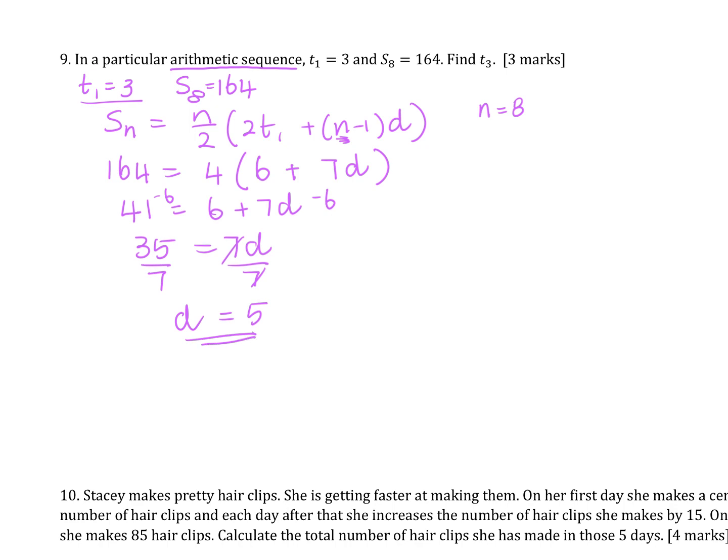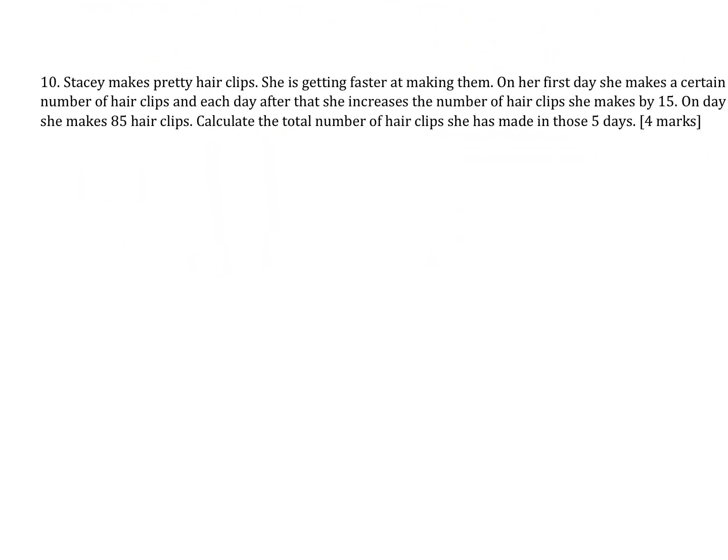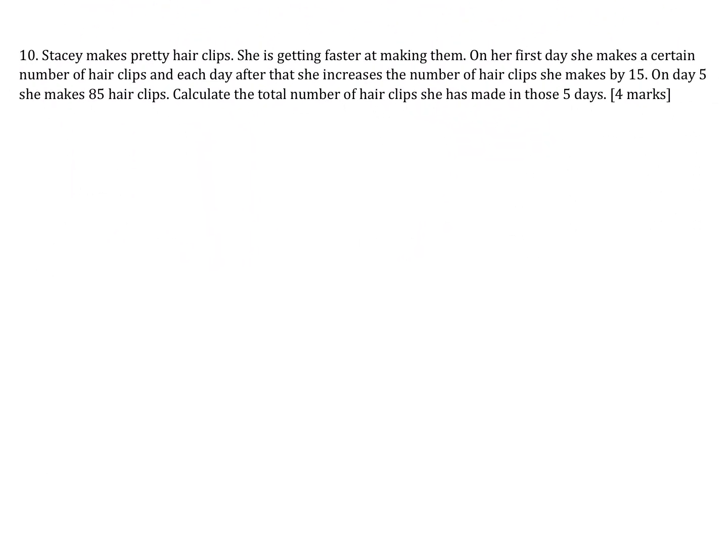Now I'm after term 3. I could use a formula here, I could just say, if term 1 is 3, adding 5, I'm just using a recursive form here. 3 plus 5 is 8, 8 plus 5 is 13. So the answer is term 3 equals 13. For that one, we awarded a mark for the answer, a mark for d, and a mark for your process through here. Final question.